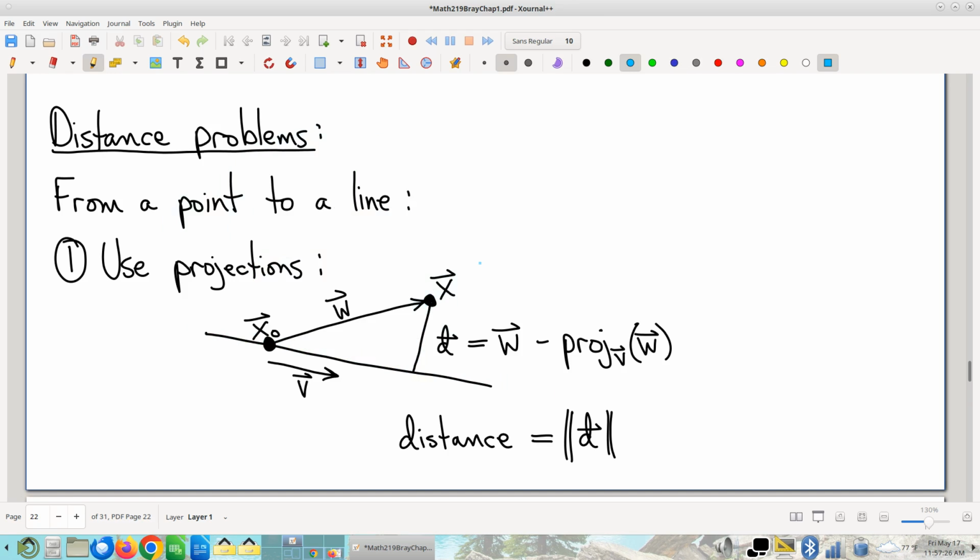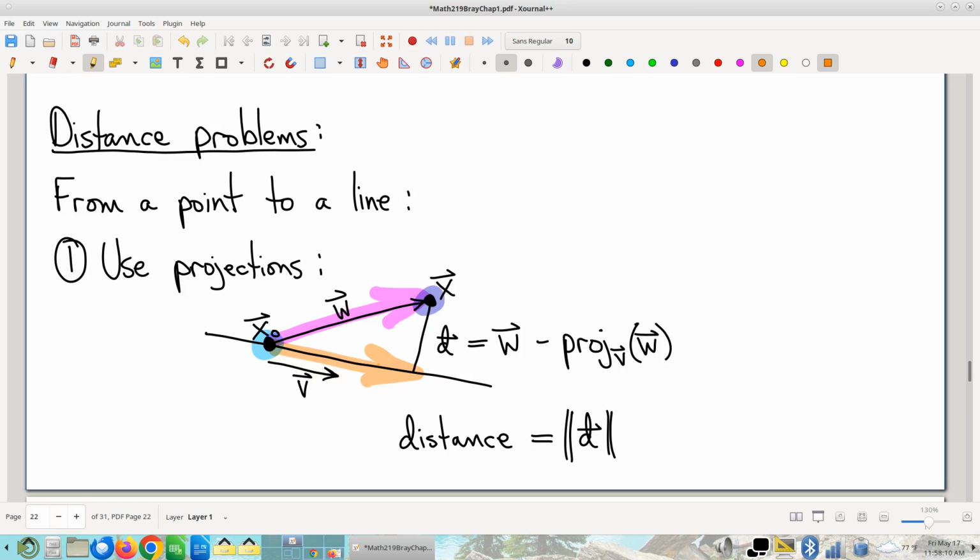The first thing I can do is take the point that I'm given and any point at all on my line, and subtract to get what I'm calling W, which does not tell me the distance. Next, I can talk about the projection of W in the V direction, in other words, in the direction of the line. We have a formula for how to compute projections. That is not what we need to compute the distance either.